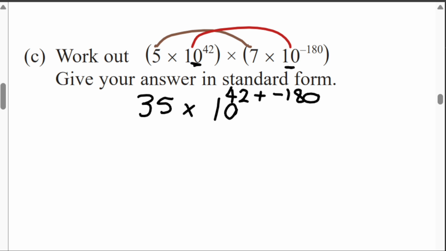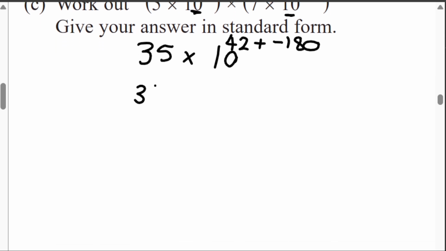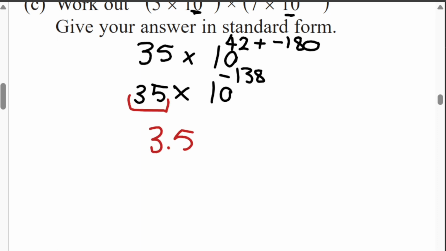Now plug this in your calculator: 42 plus negative 180, or just 42 minus 180. It gave me negative 138. That's very good. That's already a mark. Now to put it in standard form, we need this number, 35, to be 3.5, because standard form should be between 1 and 10, right? Now let's see what happens in this case.